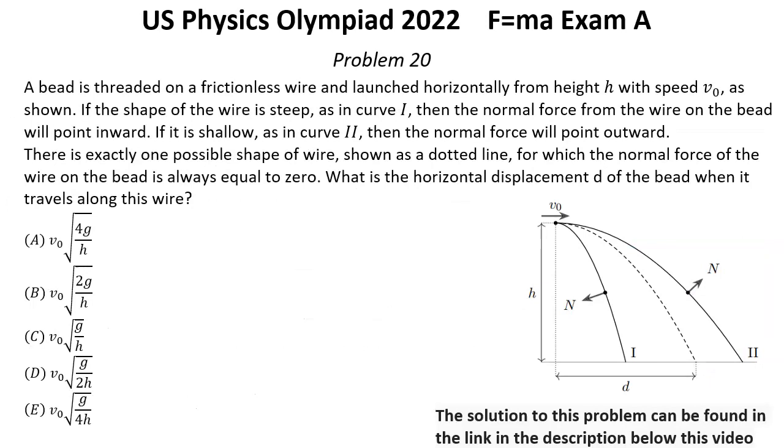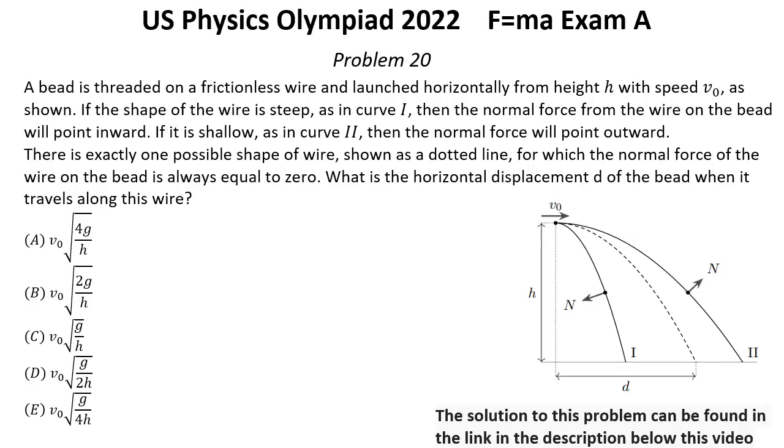Problem number 20. A bead is threaded on a frictionless wire and launched horizontally from height h with the speed v0 as shown. If the shape of the wire is a step, as in curve 1, then the normal force from the wire on the bead will point inward. If it is shallow, as in curve 2, then the normal force will point outward.